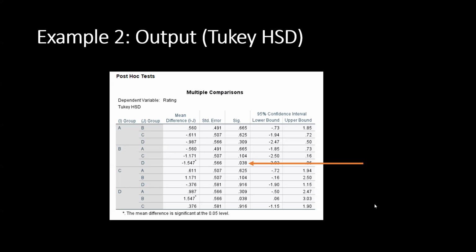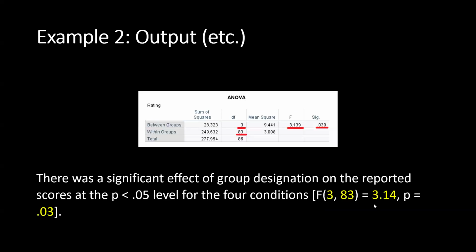So how do we report all of this? Well, first we have to report just the ANOVA findings. We're going to report that there was a significant effect of group designation on the reported scores at the p less than 0.05 level. P less than 0.05 because our alpha is equal to 0.05. For the four conditions, here's our between groups, here's our within groups, here's our F statistics value, again, to two significant figures, and here's our significance to two significant figures, less than 0.05.